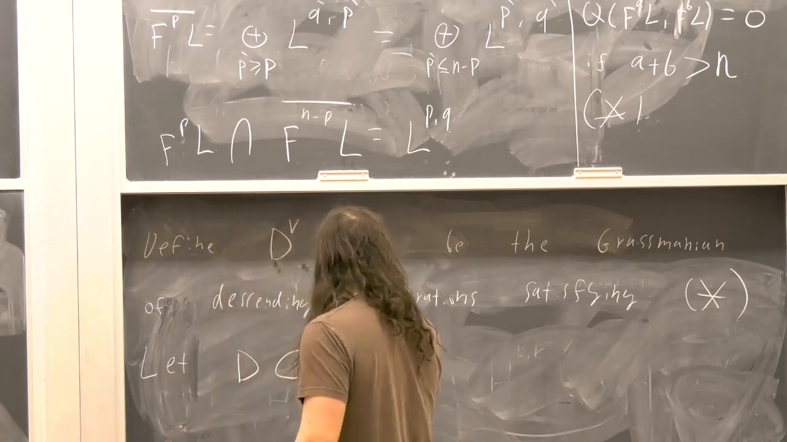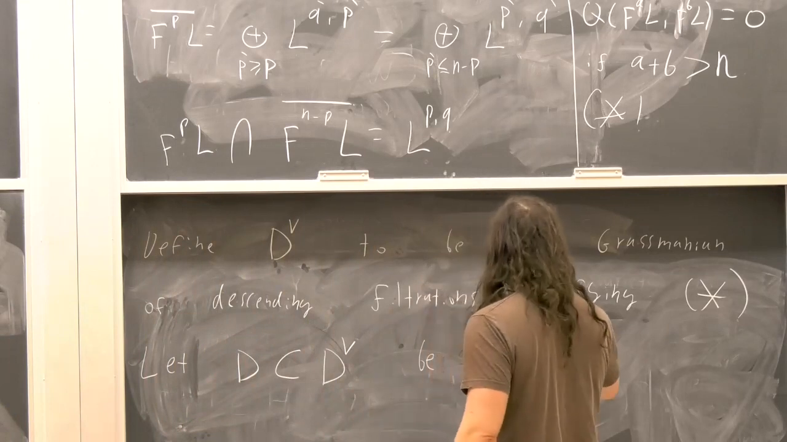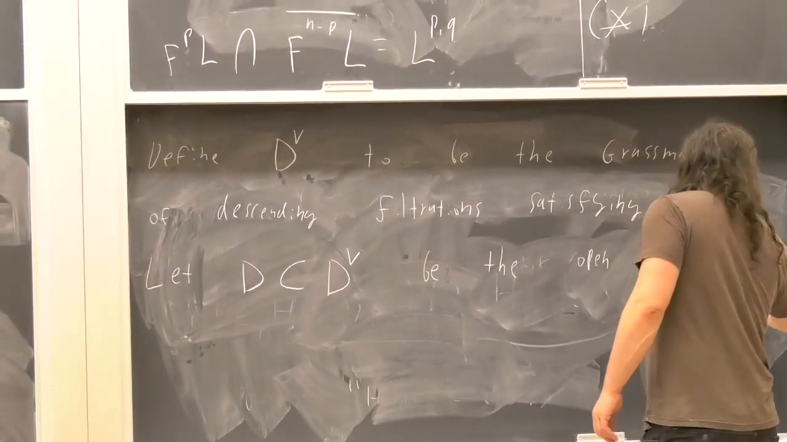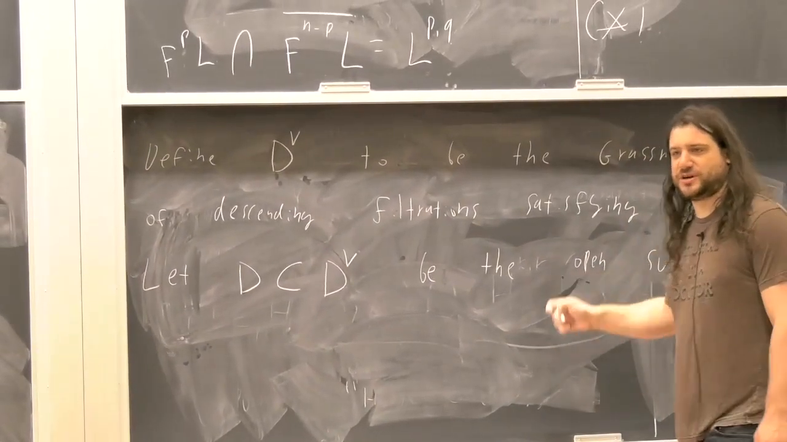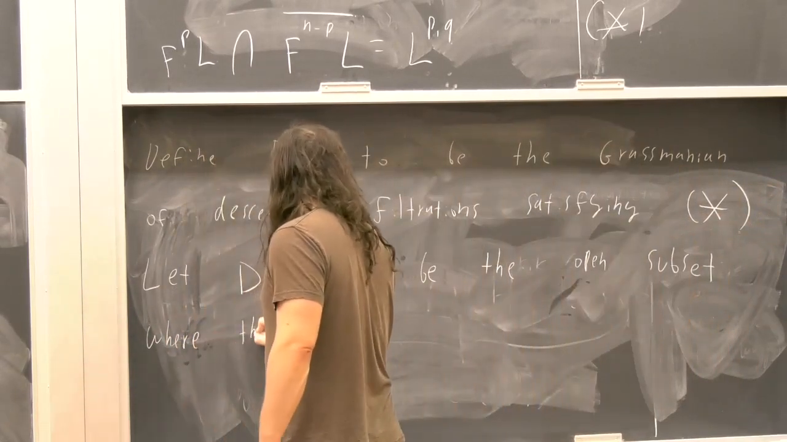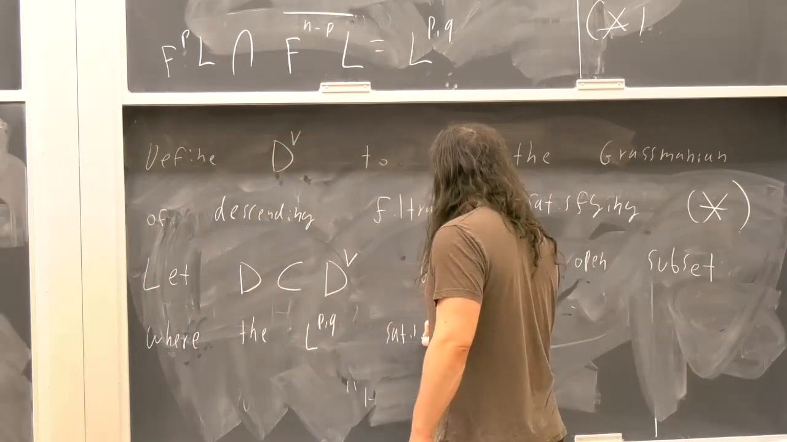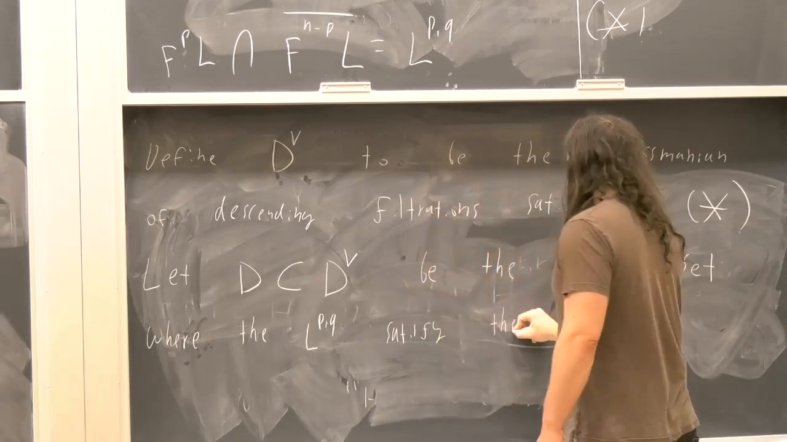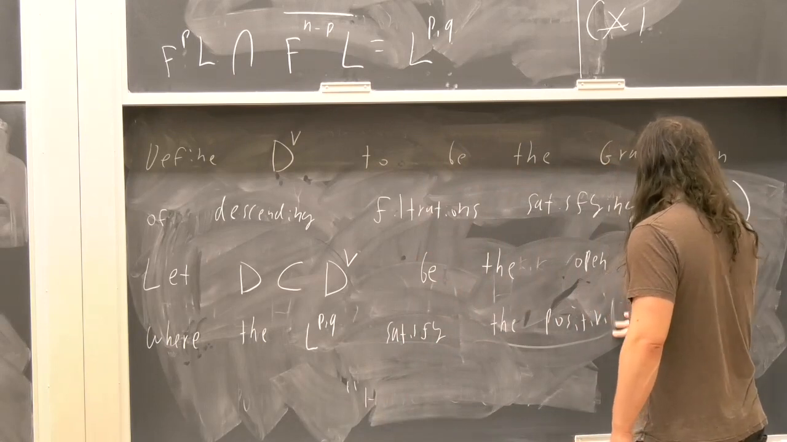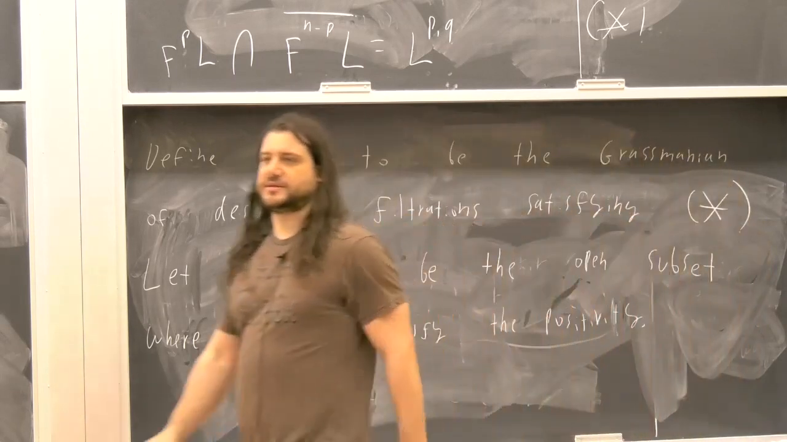So now let D check inside D be the open subset. Not trivial that it's open, but it's not too hard to show it's open. Where the LPQs satisfy the positivity condition: that if we take something inside there and we wedge and we take Q of that with its complex conjugate, you get something times the right sign.